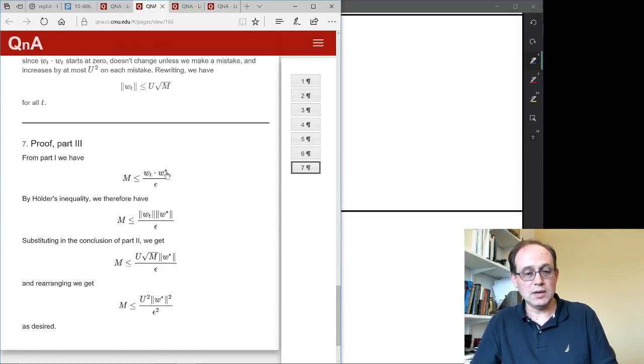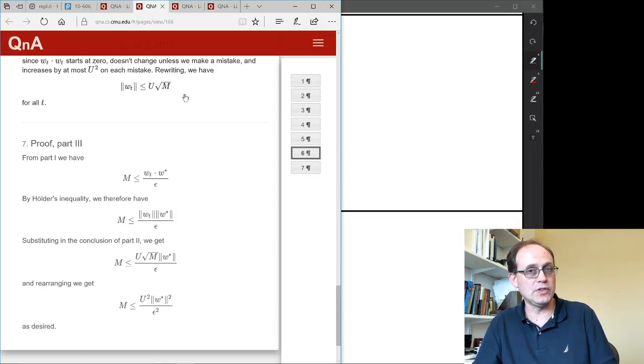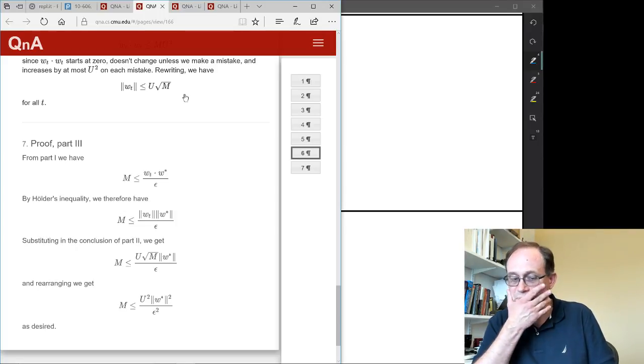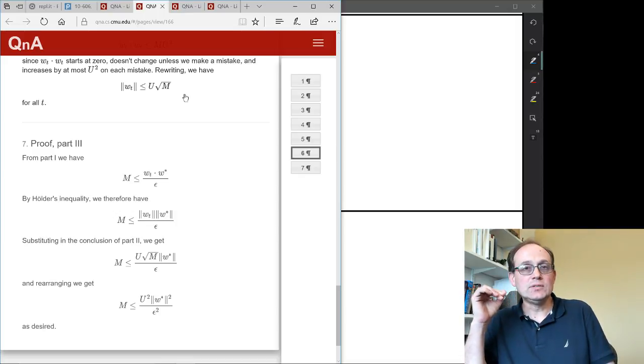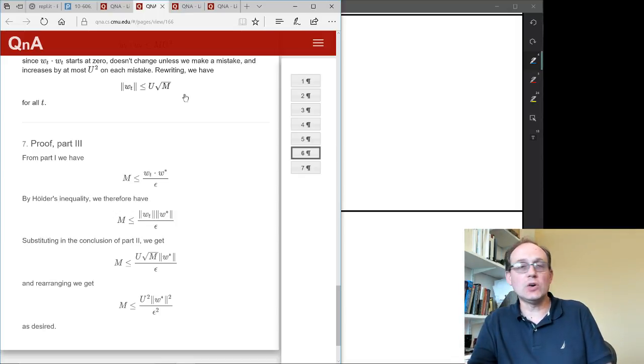So by examining how two quantities can change, one is the dot product of our weights with w star, and the other is the norm of our weight vector, and comparing how those change over time, we showed a mistake bound for the perceptron algorithm. To recap, the point of showing you this proof is to show you a real-world example of a proof that you might see if you went on and took further machine learning courses.